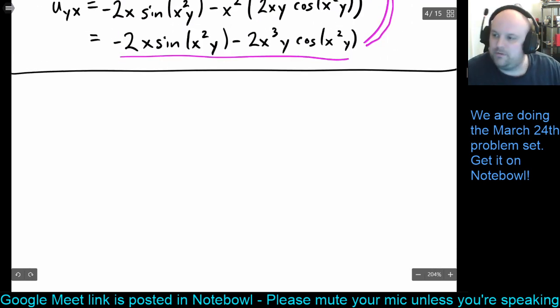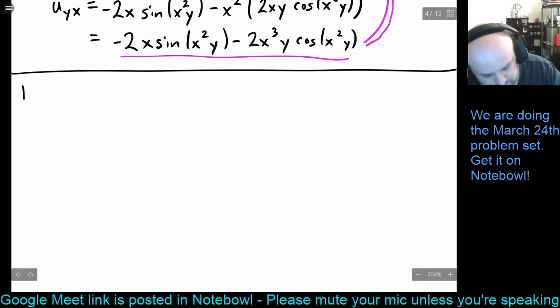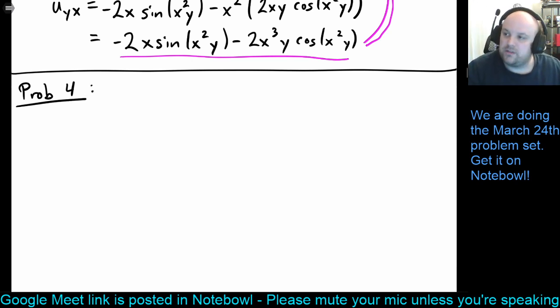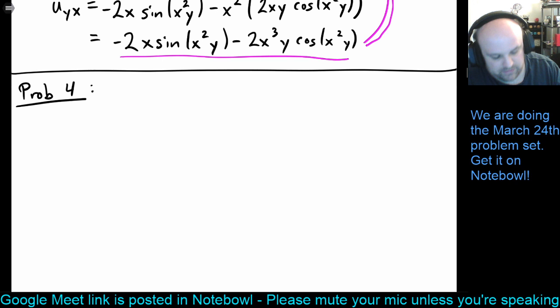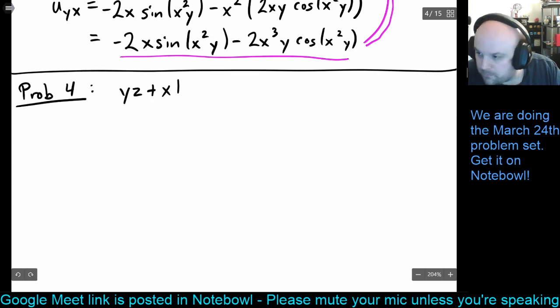All right. So let's look at problem 4 now. So problem 4 here, right? We're trying to find the two partial derivatives of z, where z is defined implicitly by this equation here.